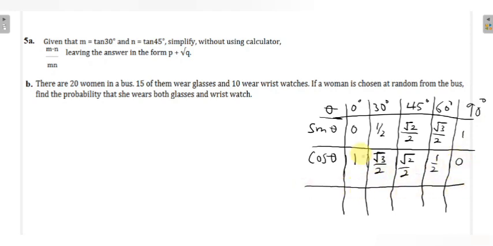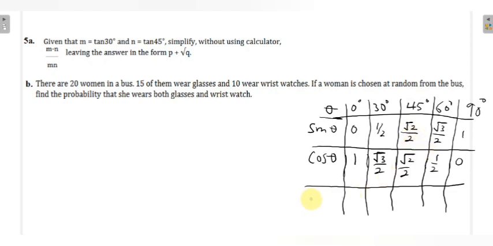So you notice that the sine of 0 is equal to the cos of 90 degrees and so on as you move forward. Sine 30 degrees equals cos 60 because they are complementary angles. You see that cos 45 degrees equals sine 45 degrees because they are also complementary angles. And when you add them together, it gives you 90.